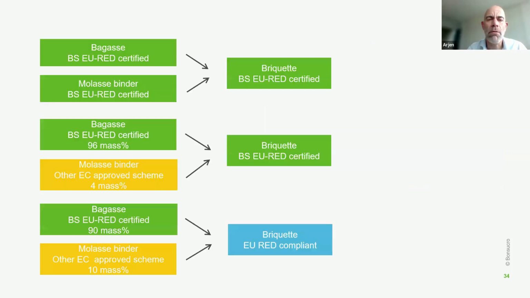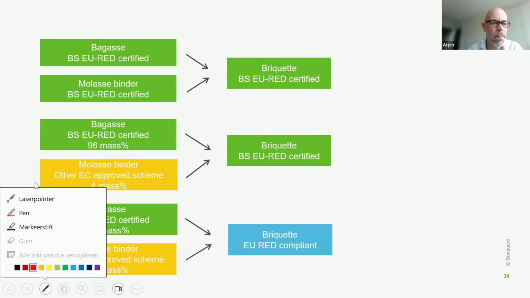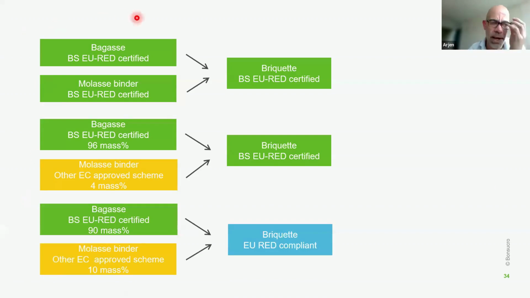Well, what kind of situations can there be in that case? Let me find the pointer here. Yeah. So the first case: say the bagasse going into the process is Bonsucro EU-RED certified, and also the molasses binder is Bonsucro EU-RED certified. In that case, 100% of the inputs are Bonsucro EU-RED certified, meaning that the briquette, the output of the process, can also carry the claim Bonsucro EU-RED certified.